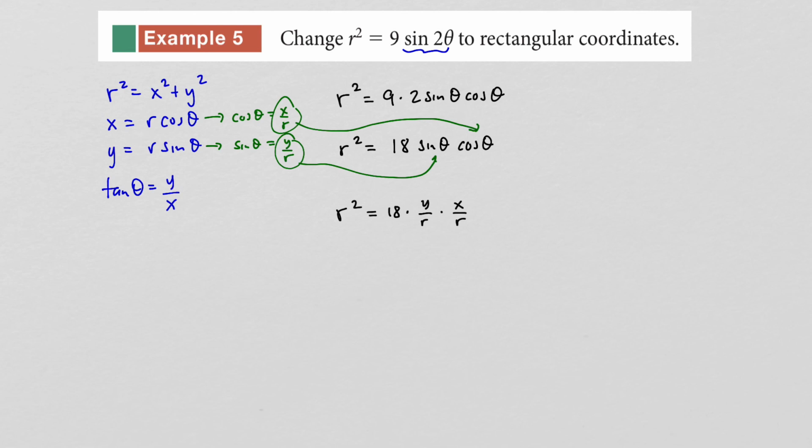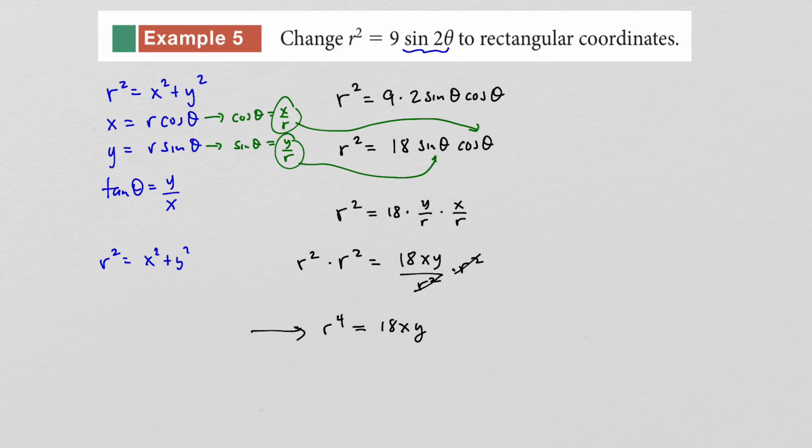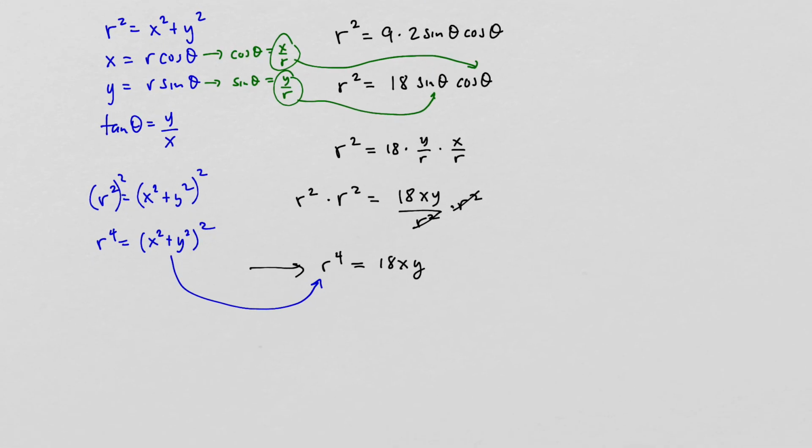So let's go ahead and simplify this. This is r squared equals 18xy divided by r squared. And if I multiply both sides by r squared, we get r to the 4th power is equal to 18xy. So now we got to say, well, what is r to the 4th power? Well, we know r squared is x squared plus y squared. So if I square both sides of this, I get r to the 4th power is x squared plus y squared, quantity squared. And this can be substituted into here. And when I do that, I get x squared plus y squared, quantity squared, is equal to 18xy. And this is the equation in rectangular coordinates.